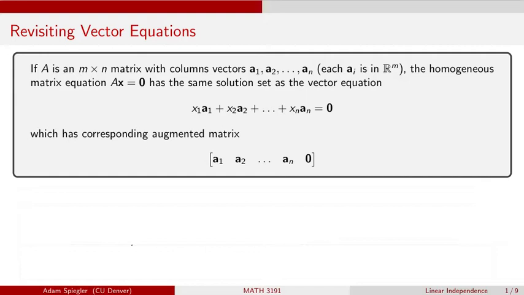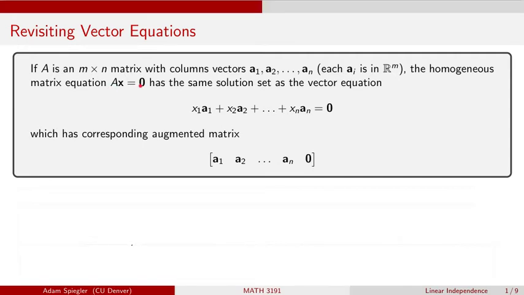So let's consider an m by n matrix A. We're going to let a1, a2, up to an denote the column vectors of this matrix. These are bold-faced vectors. Each of these vectors has m entries, because there are m rows in this matrix. And let's consider the homogeneous equation: matrix A times vector x is equal to the 0 vector.